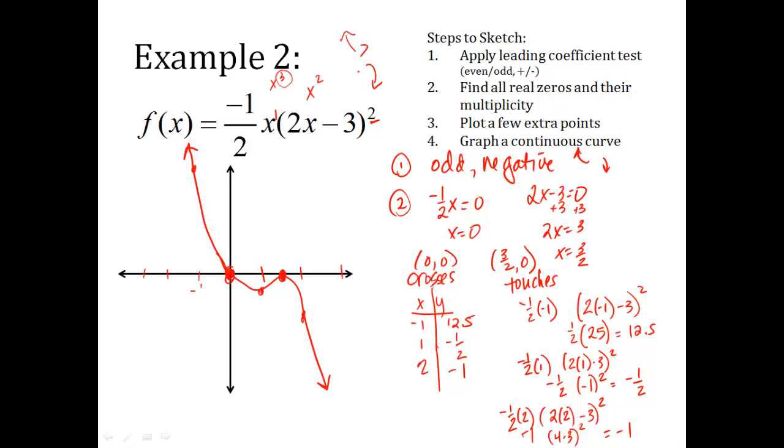So remember your multiplicity. It crossed here at 0, 0. It touched here at 1/2. So keep those in mind as you're working through it.